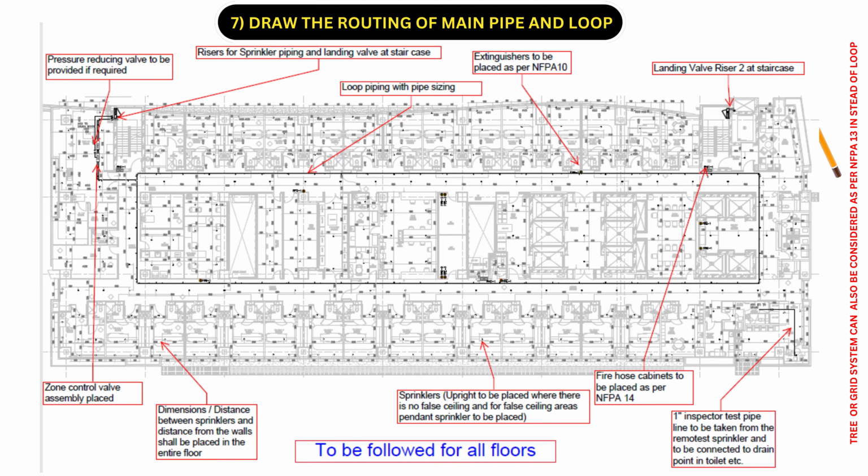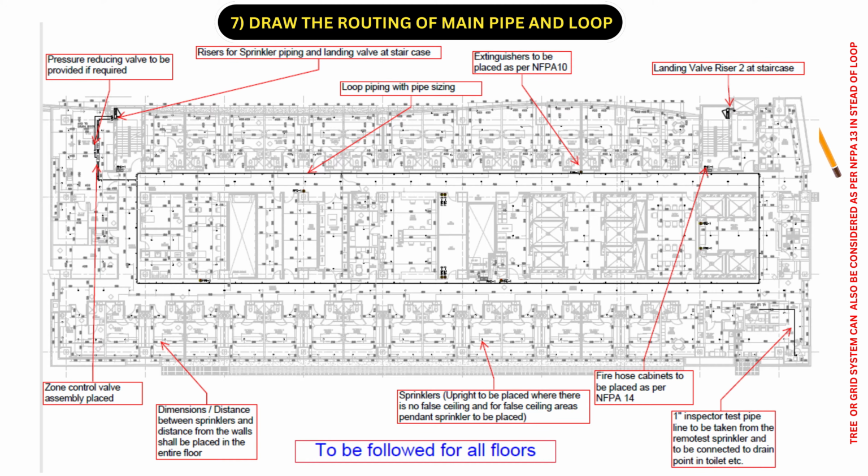Sprinklers shall be used as upright if there is no false ceiling in the building, and if there is any false ceiling like tiles false ceiling or gypsum false ceiling, we need to go ahead with the pendant type sprinklers. We need to show the dimensions or the distance between the sprinklers and distance from the walls in the entire floor, and also zone control valve has to be shown. So all these points have to be covered in one particular floor.